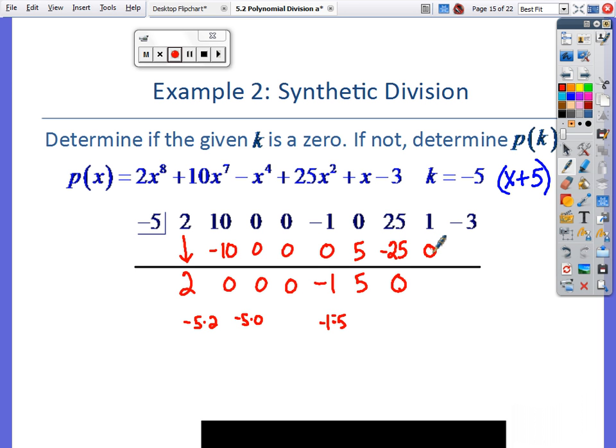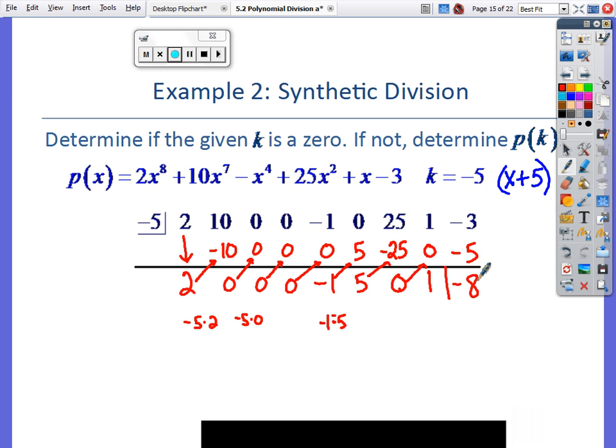0. So before I finish this, are you seeing the pattern? K times whatever we dropped. Add it to the next open spot. Multiply here. Add it to the next open spot. Multiply here. Add it. Multiply, add. And then the very last one we get negative 5. Remember we have this last box. We get negative 8. Now, the question is, is the remainder a 0? We did all that work.